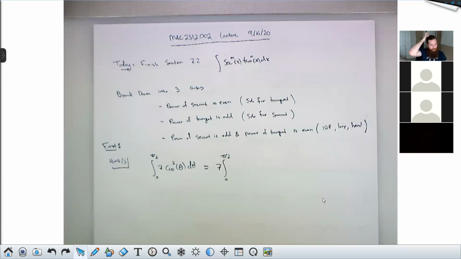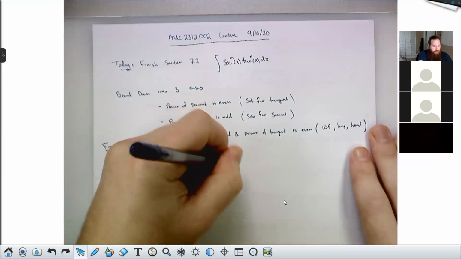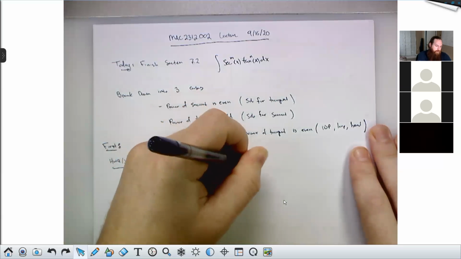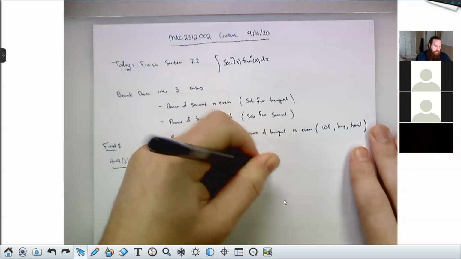Could you do 1 plus cosine of 2 theta? Like use the half angle identity. Yeah. So I'll replace cosine squared by its half angle equivalent, which is 1/2 times 1 plus cos 2 theta.